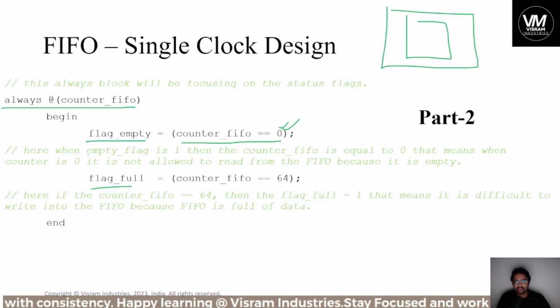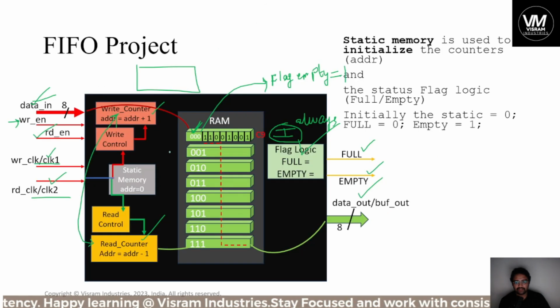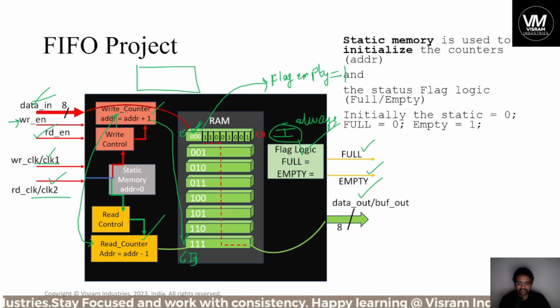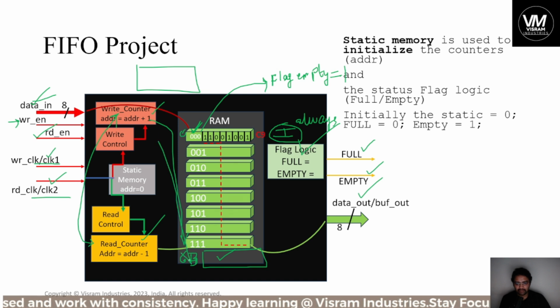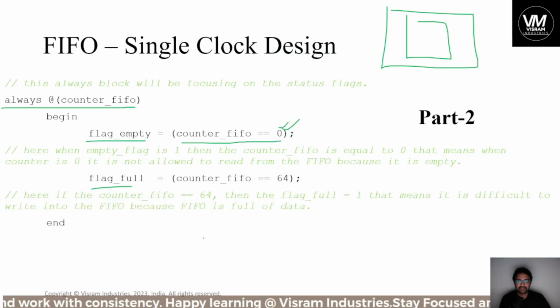And then if counter FIFO is at 64, okay, counter FIFO, now the counter has reached the 64th location. I mean, if it starts from 0, it is the 63 value. If the counter FIFO reaches the 63rd value, then what happens? Flag full is 1. Understood?